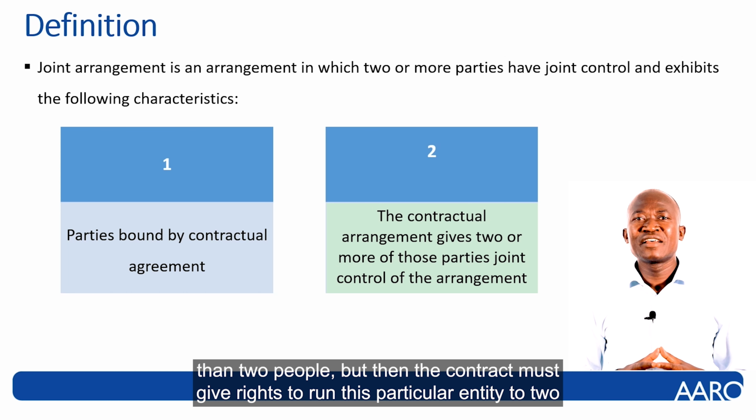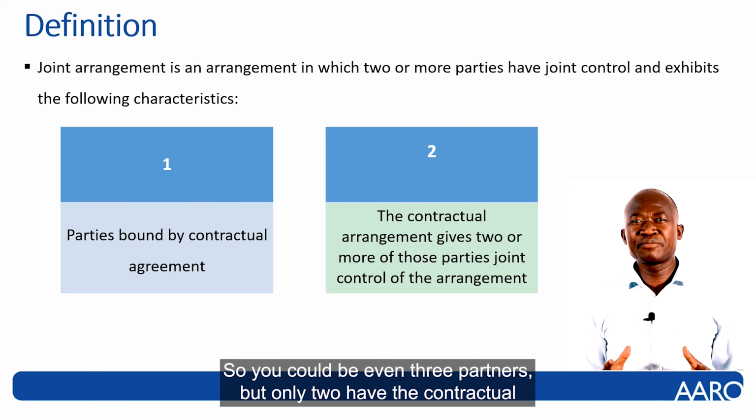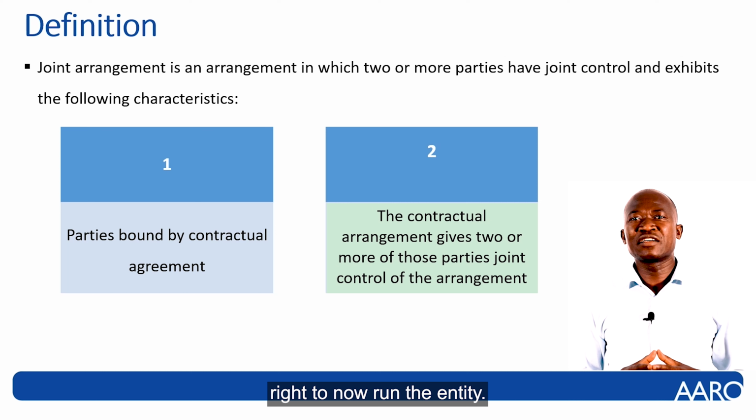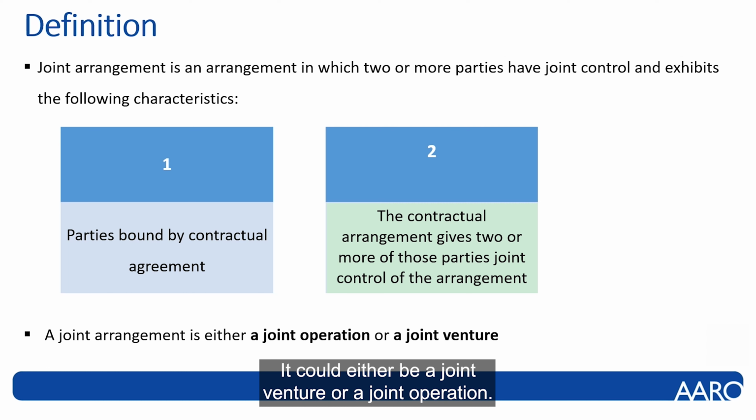But then the contract must give rights to run this particular entity to two or more people. So you could be even three partners, but only two have the contractual right to now run the entity. A joint arrangement takes two forms. It could either be a joint venture or a joint operation. In the next slide, we shall be looking at these in detail.